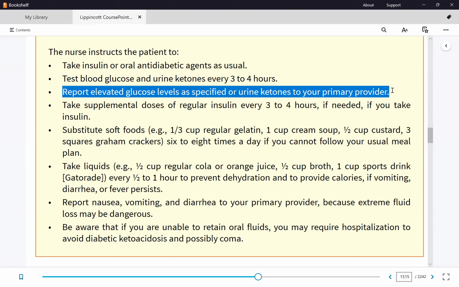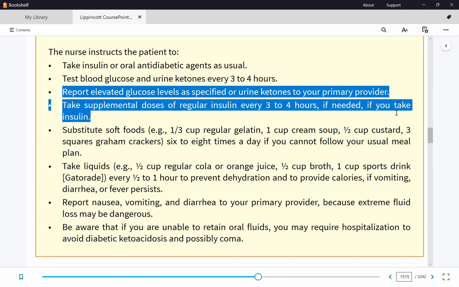Now, urine ketones. How do they know they have ketones in their urine? Well, simple. There are ketone kits in the pharmacy. Your local pharmacies sell them, covered by insurance. Or if you have no insurance, they're not expensive, like $10. The kit is cheap. So get the kit, test your urine for ketones. If they're positive, tell your doctor.